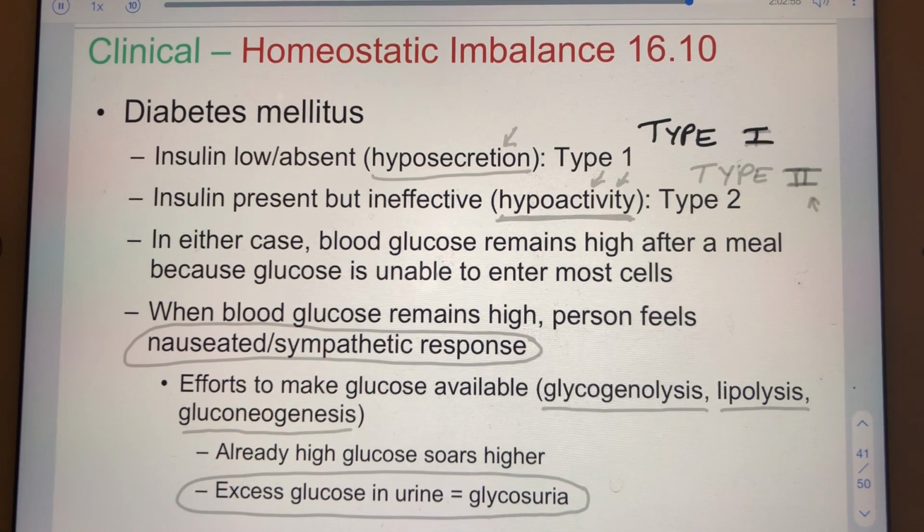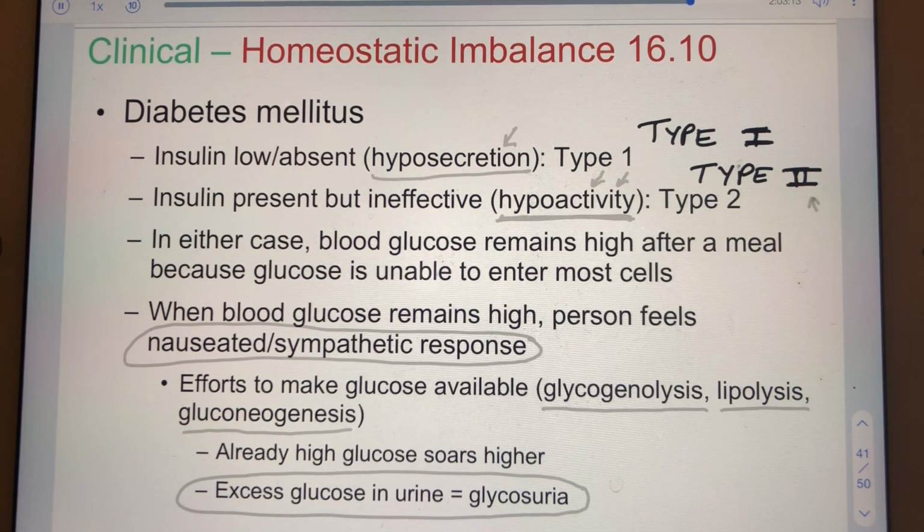Type 1, Roman numeral 1, okay? And type 2. And the reason why I like to write them this way is because this actually helps me remember the difference between the two.